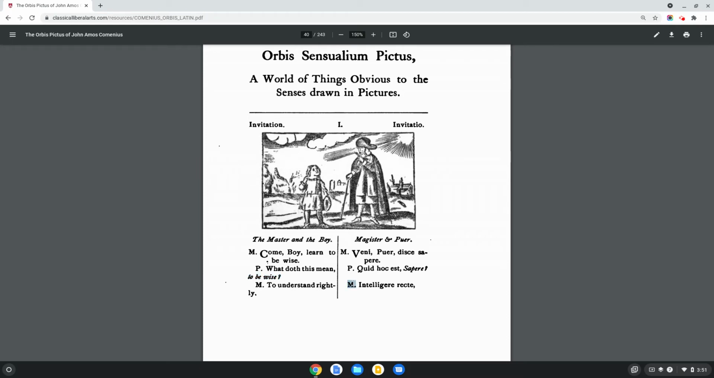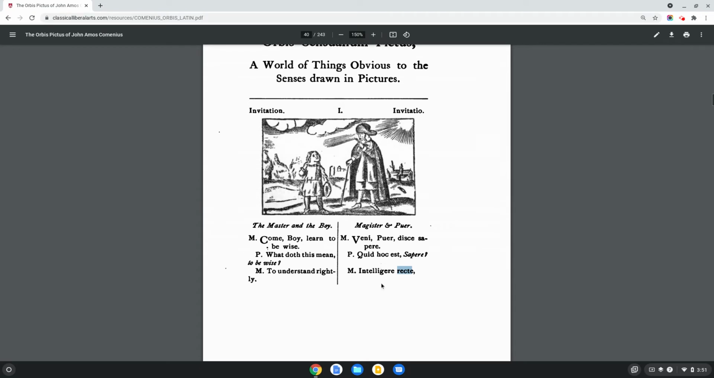The magister answers the boy's question. What does this mean, to be wise? The magister says, first, intelligere recte. Intelligere means to understand, and recte means rightly. Intelligere recte, to understand rightly.